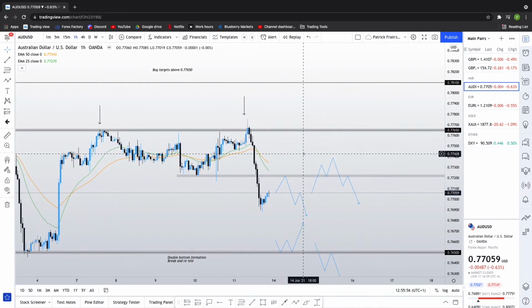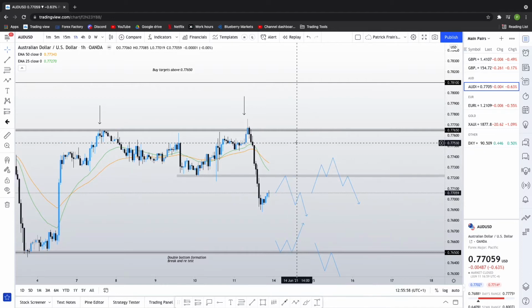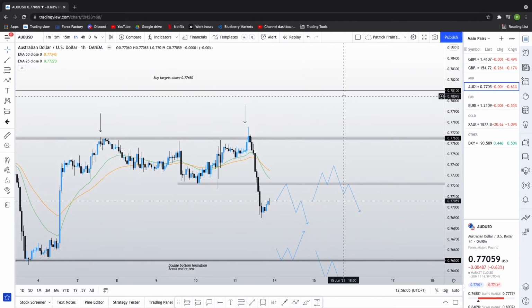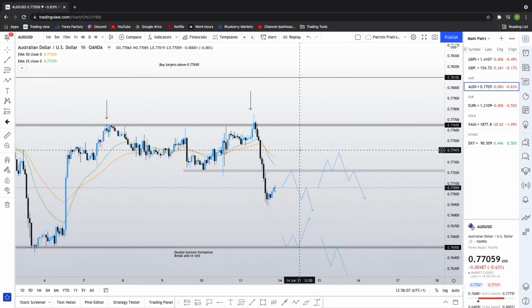As mentioned on the 4-hour time frame, I do want to see price push above 0.77650, which is our level of resistance here, and make the moves up to 0.781 off the 4-hour Fibonacci.